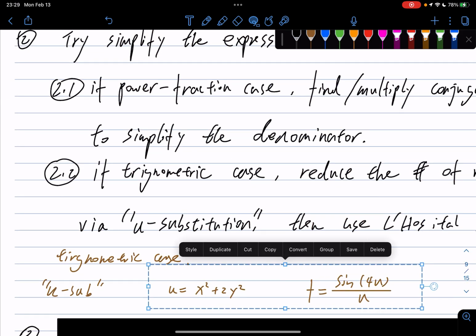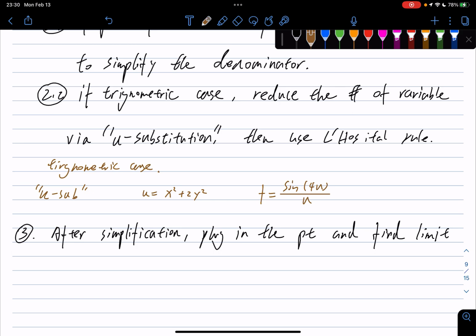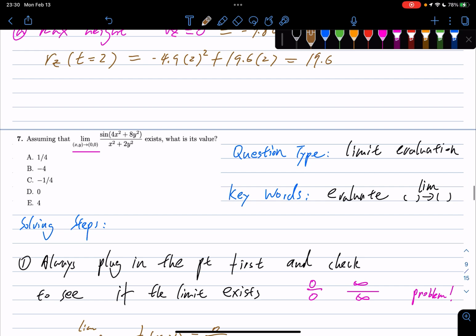So that's pretty straightforward. Once we finish the substitution, we can plug in the point and then find the limit. In this case, we're going to apply L'Hopital's rule as we have stated before. It's going to be the limit as u approaches 0 of the function equals 4 times cosine of 4u over 1, which equals 4. What we did is we differentiated the denominator and numerator together, and then we plugged u equals 0 in. So the answer is 4.